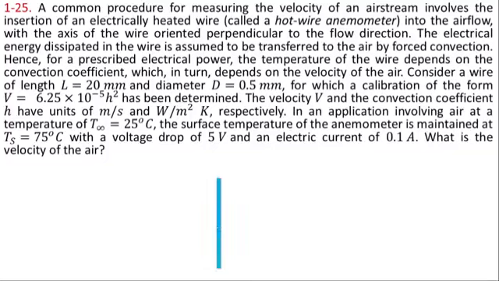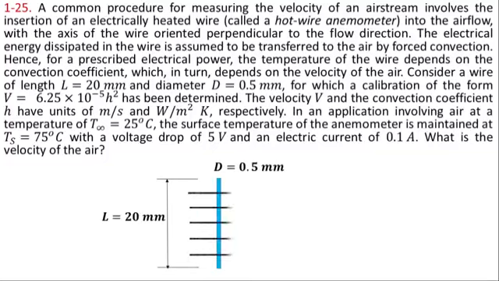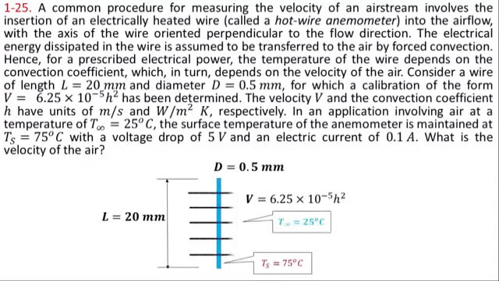This is the hot wire anemometer having length of 20 millimeter and diameter of 0.5 millimeter. This is how air is flowing through the anemometer. The velocity of the air is calibrated and it's found to be 6.25 × 10^-5 h². The surface of the anemometer is maintained at a temperature of 75 degrees centigrade, and the air which is flowing over the anemometer is at 25 degrees centigrade.